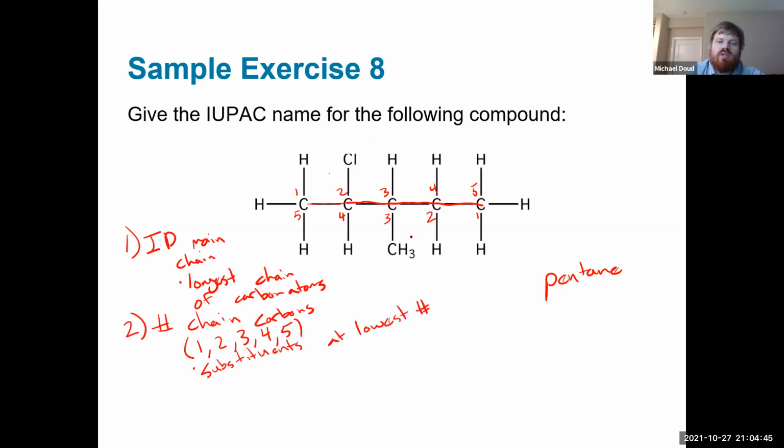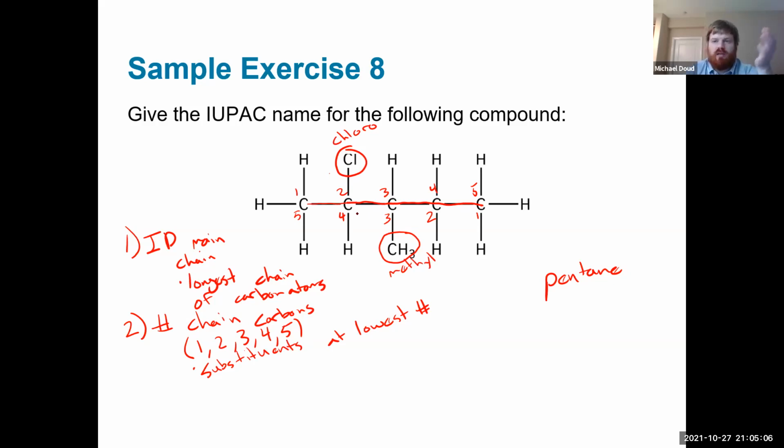So here we have 2 substituents. We've got a methyl group and we have a chloro group here. So I'm just going to write those out. We've got chloro and we've got methyl. Now, either way we number it, methyl is always going to be at carbon 3. But chloro here could either be at carbon 2 or carbon 4.